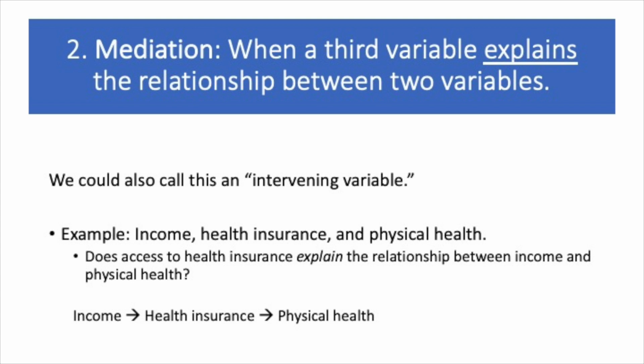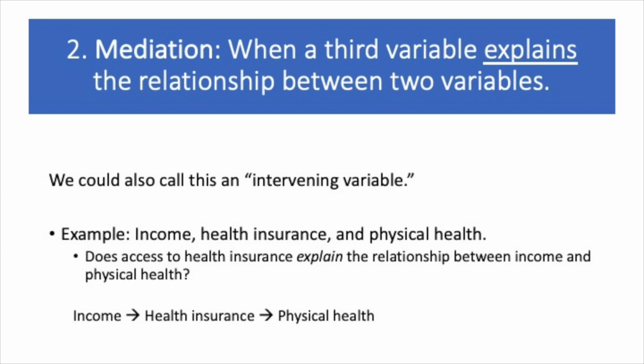Let's move on to the second type of multivariate relationship that we might see. This is mediation. So to repeat from a few slides ago, mediation is when a third variable explains the relationship between 2 variables. We might also call this an intervening variable, right? That's our third variable in this case. Let's do another example because I think that these are, again, helpful in building understanding of what mediation is and how it differs from a spurious relationship.